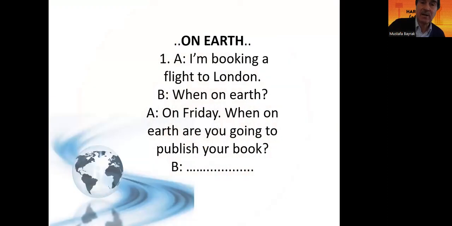On earth, now there are two important expressions as well. One of them is on earth. Yes, it is really practical and useful. We often use it while watching something or listening to something. Now, dialogue one. I am booking a flight to London. When on earth are you booking a flight to London? Why don't you tell me the time?